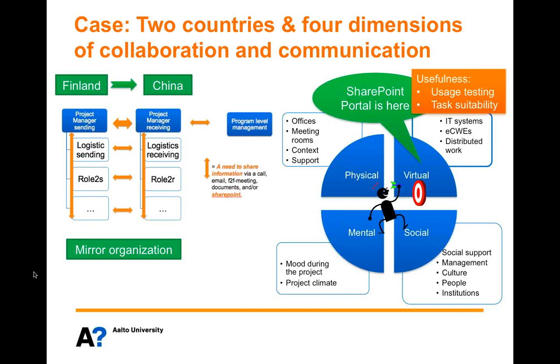So there are two teams, one in Finland and one in China. And you can see the project managers sending and receiving there on the blue. And they both have teams, one team in Finland and one team in China. And there are different roles like logistics and marketing and buying and so on. So this is the mirror organization built for this product transfer project.